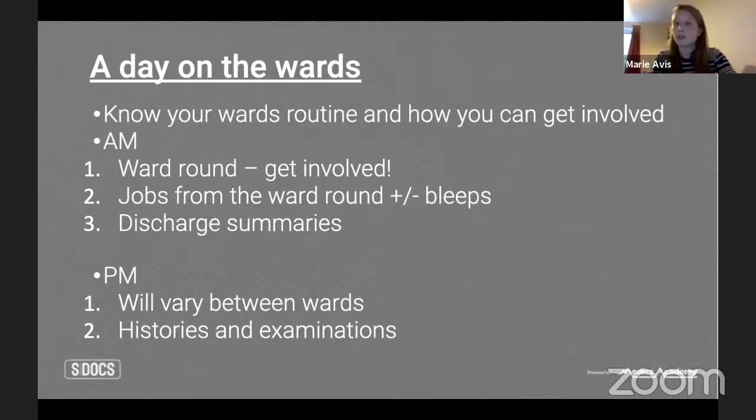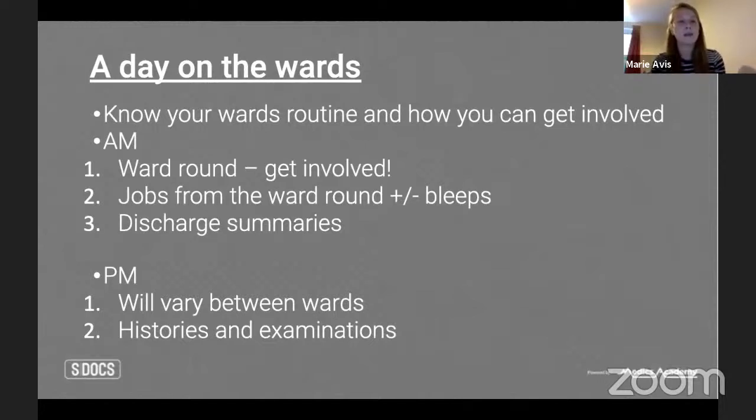And then discharge summaries. This either happens in the morning or in the afternoon, depending on how your ward runs. But discharge summaries are the bane of everyone's life. And if you can get someone to teach you how to do them, they will love you forever for offering to do a couple of them for them, which means they'll hopefully have more time to teach you or help you out. And it's really useful because you spend a lot of your time as an F1 doing discharge summaries.